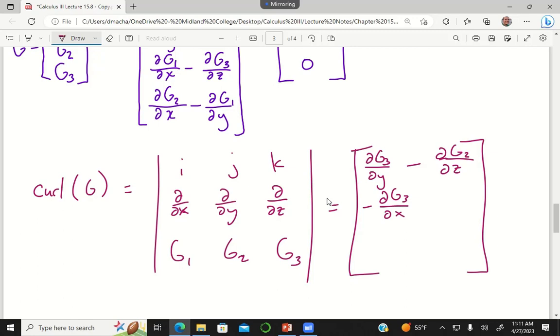And then normally I would subtract the partial of G1 with respect to z, but this is minus j, and so I say plus the partial of G1 with respect to z. And then the last entry is going to be the partial of G2 with respect to x minus the partial of G1 with respect to y.